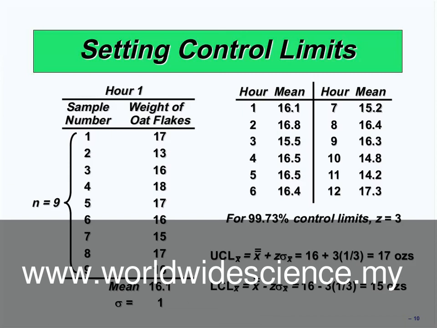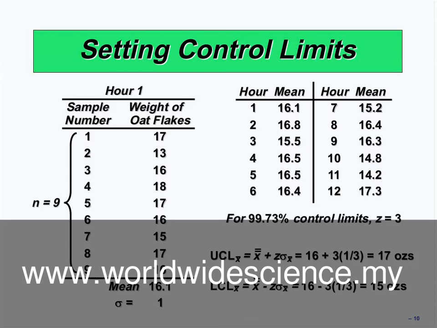How should UCL and LCL be calculated? As you remember, I told you UCL has a formula. The formula is X bar plus Z sigma X bar, and LCL equals X bar minus Z sigma X bar. X bar is the mean of the sample means, the mean of the means.